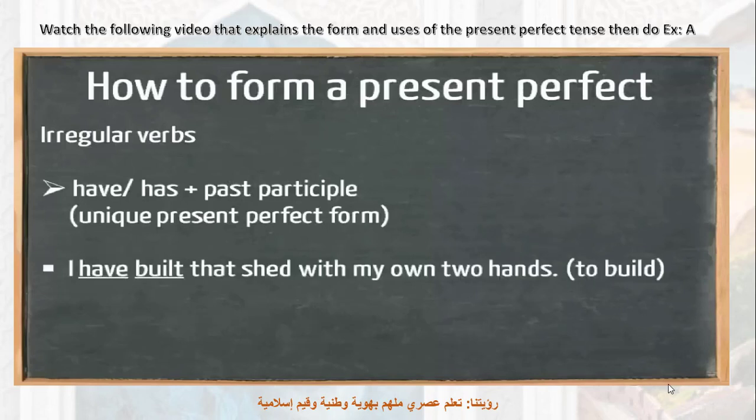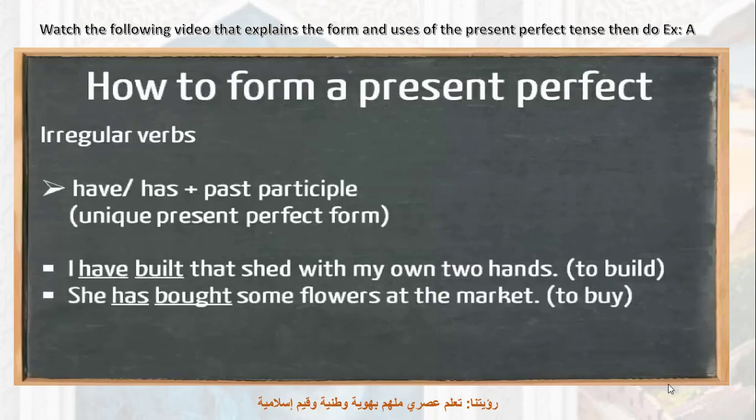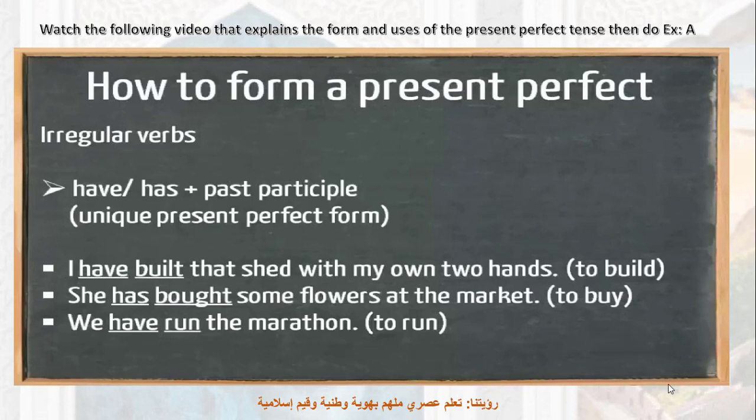Take a look at the examples. I've built that shed with my own 2 hands. The infinitive form of the verb is to build with a D. She has bought some flowers at the market. The infinitive form of the verb is to buy. We have run the marathon. The infinitive form of the verb is to run.